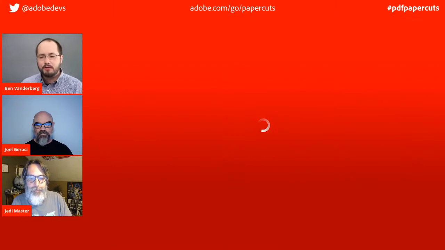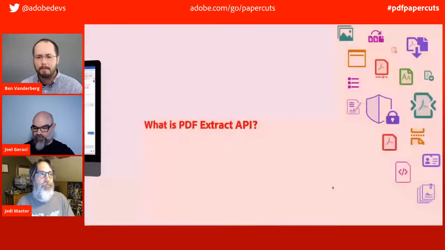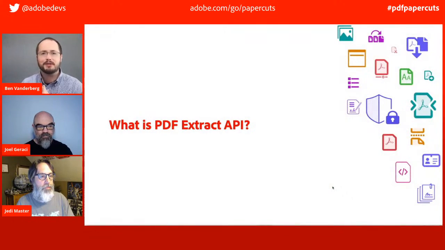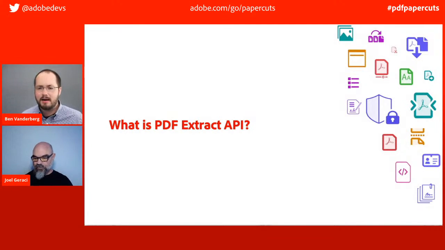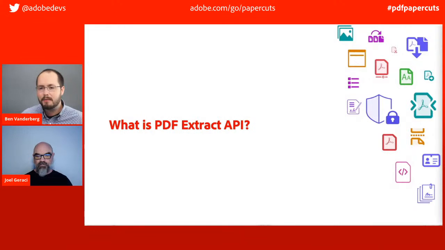All right, so what we're going to do now is we're going to switch over to our main topic, which is PDF Extract API. What is PDF Extract API? What are the cool things that you can do with it? That's going to be the main topic. We're going to have Joel talk about that. But before we get into that, we have a quick video that we're going to show that just tells us a little bit more about what PDF Extract API is.